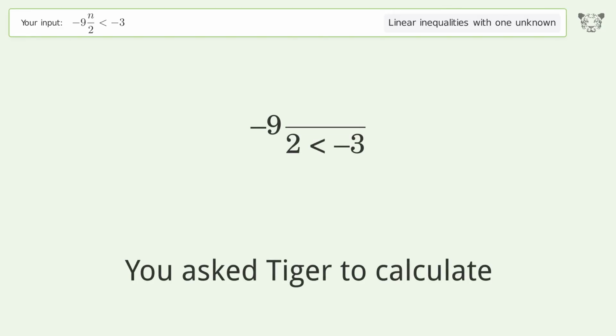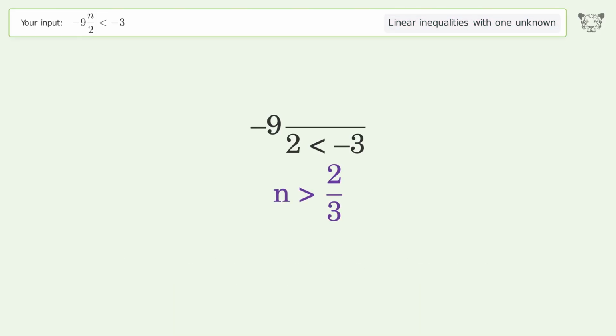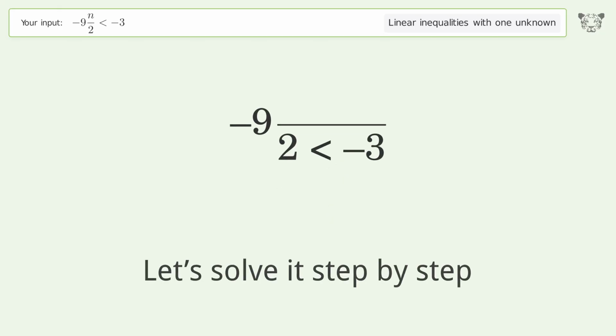You ask Tiger to calculate. This deals with linear inequalities with one unknown. The final result is n greater than 2/3. Let's solve it step by step.